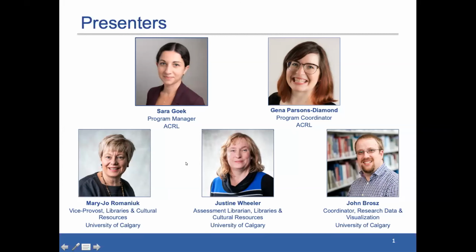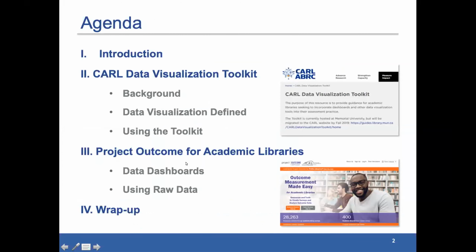Today, we'll be talking about two different toolkits, both of which are available to you for free. The first is the CARL Data Visualization Toolkit, which our colleagues from the University of Calgary will be talking about, and some principles for data visualization. And the second will be Project Outcome for Academic Libraries, which is designed to help you specifically measure learning outcomes data, which is just one type of the assessment data that your library is likely collecting. Both of these resources, again, are free and available to anyone, anywhere.